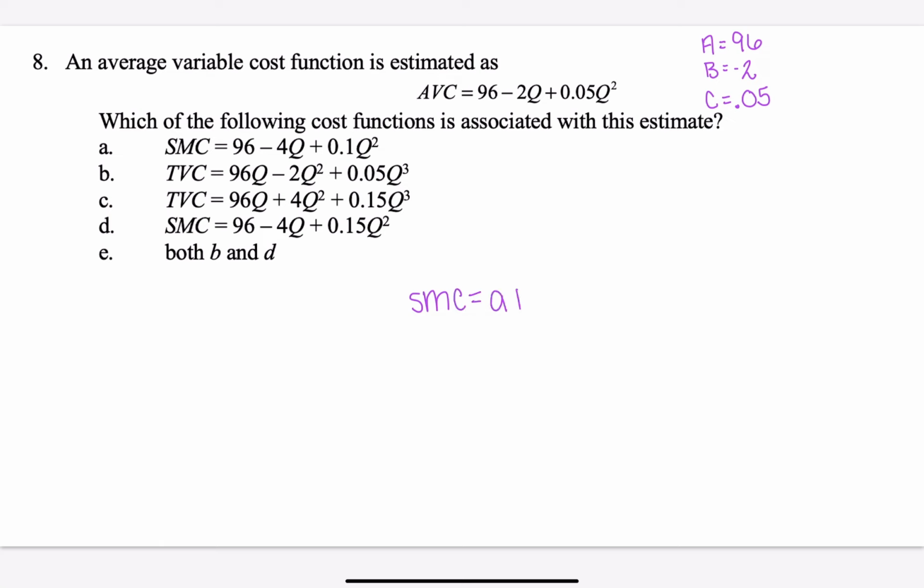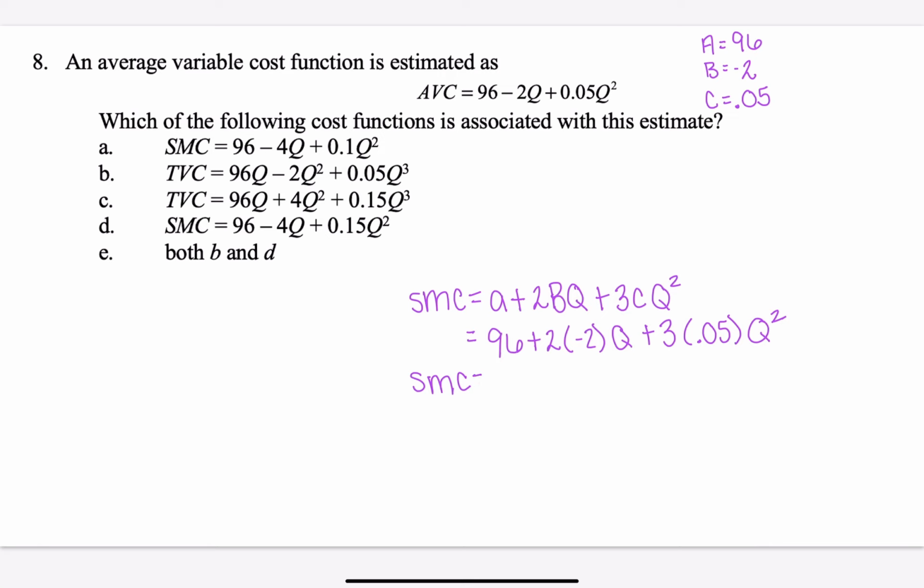Short-run marginal cost is A plus 2BQ plus 3CQ squared, which is going to be 96 plus 2 times -2 Q plus 3 times 0.05 Q squared, which gives us a short-run marginal cost of 96 minus 4Q plus 0.15Q squared.